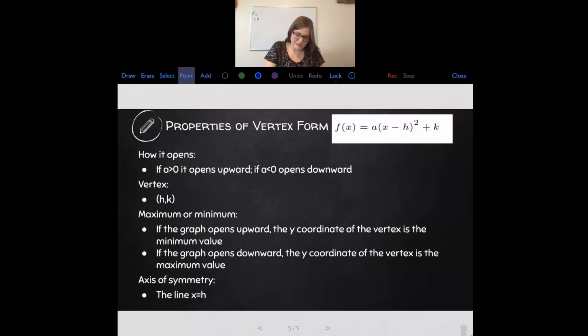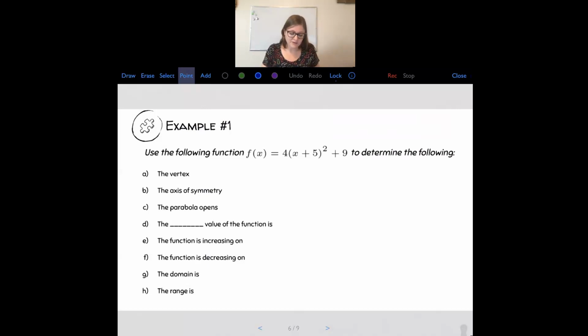Okay, max or min, same thing. If the graph opens upward, the y-coordinate of the vertex is the minimum value. If the graph opens downward, the y-coordinate of the vertex is the maximum value. In this case, the axis of symmetry is the line x equals h. Remember, it's the vertical line that goes through the vertex. Same as before, the x-coordinate of the vertex matches the x value in the axis of symmetry.